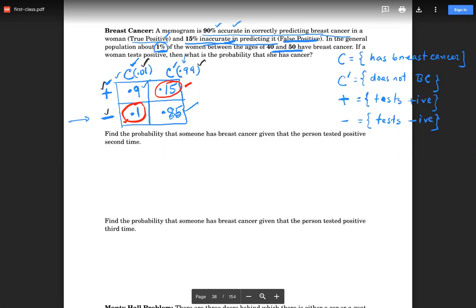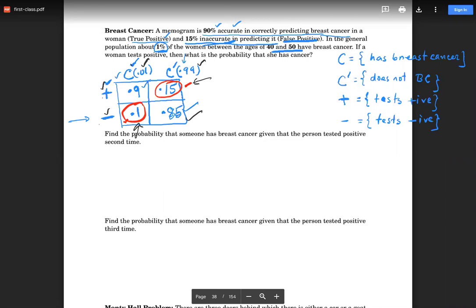Now you can test positive when you have cancer, which is a correct diagnosis, but you can also test positive when you do not have cancer. That's a bad diagnosis, which is this one. On the other hand, you can test negative when you have cancer, which is a wrong diagnosis here. You can also test negative when you do not have cancer. That's a correct diagnosis.